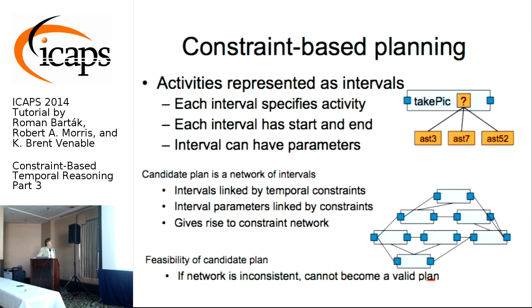And then a candidate plan is a network of intervals. Intervals are linked by temporal constraints. So you can see, if you look really closely, that it looks exactly like an STP, or some variant of some temporal network that we've been talking about here. Interval parameters are linked by constraints, and so you have a constraint network. Feasibility of a candidate plan can be tested by determining if the network is consistent.